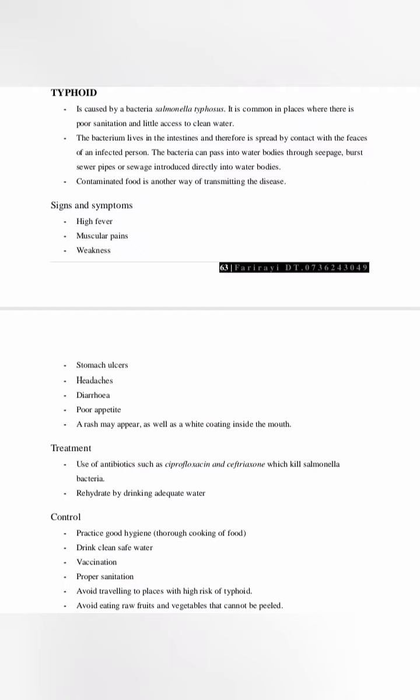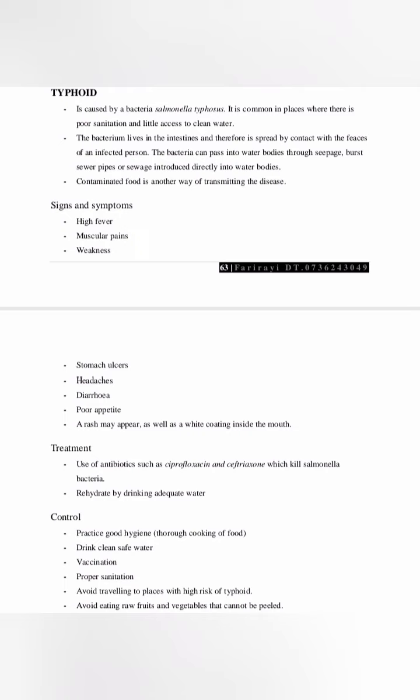The good thing about this one, it can be treated using antibiotics. I struggle pronouncing these antibiotics, but just know that what they do is kill Salmonella bacteria. And also rehydration helps. Remember, when you have diarrhea, you are losing a lot of water, right? So rehydration works. It brings you back to life. It brings back the balance in your body.